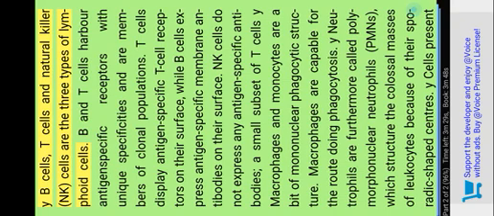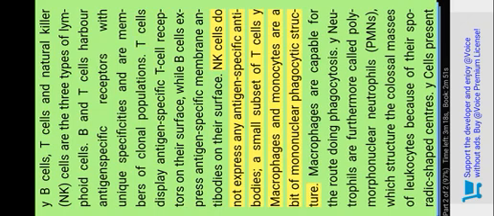B cells, T cells, and natural killer NK cells are the three types of lymphoid cells. B and T cells harbor antigen-specific receptors with unique specificities and are members of clonal populations. T cells display antigen-specific T cell receptors on their surface, while B cells express antigen-specific membrane antibodies on their surface. NK cells do not express any antigen-specific antibodies. A small subset of T cells.